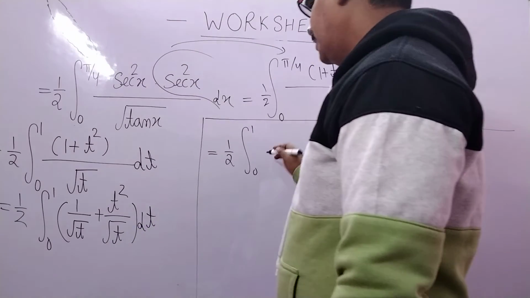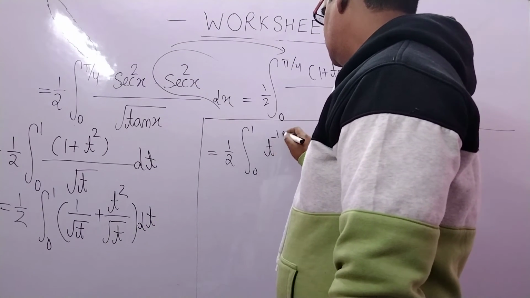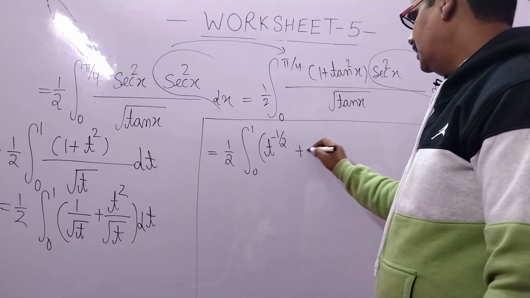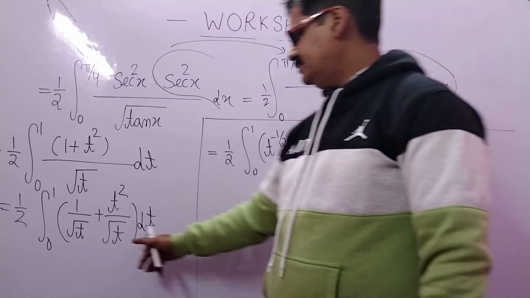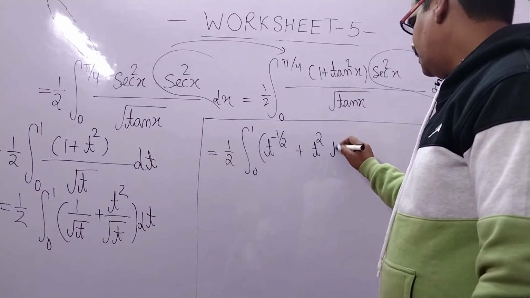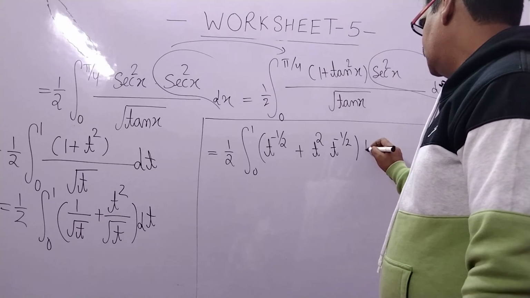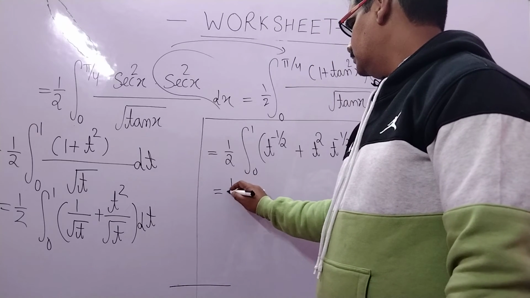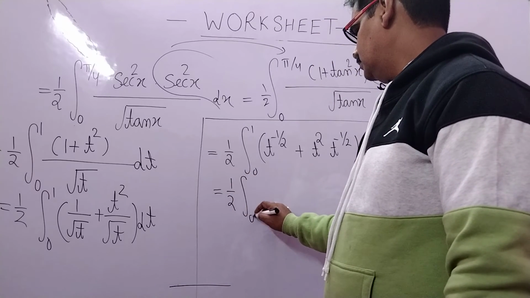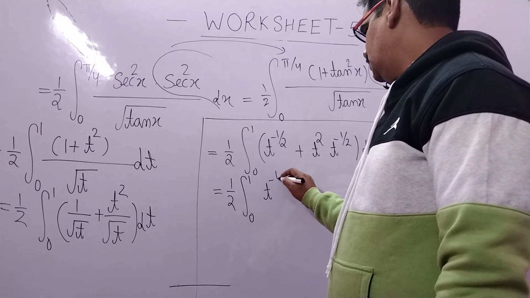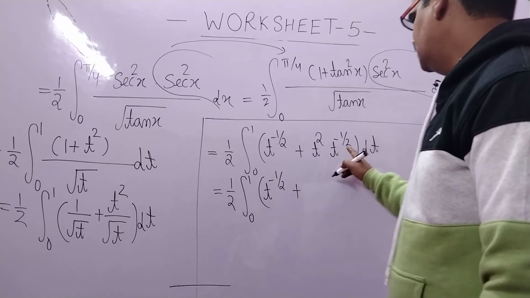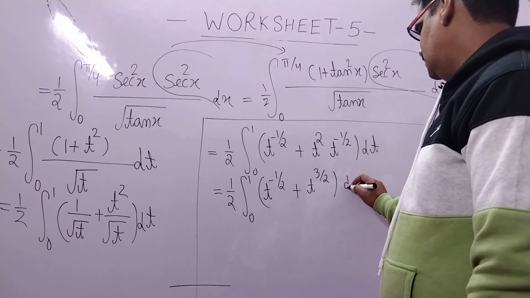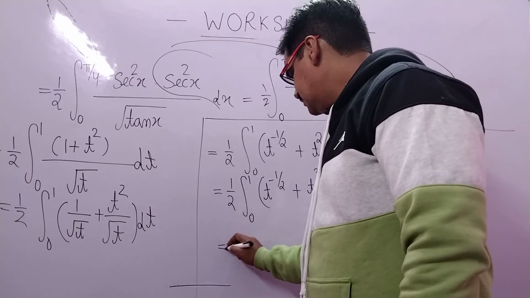Root t means t to power 1 by 2. So we can write 1 upon root t as t to power minus 1 by 2, plus t square. 1 upon root t is equal to t to power minus 1 by 2 dt. t to power minus 1 by 2 plus t to the power 2 minus 1 by 2, that is 3 by 2, dt. Now we integrate it.